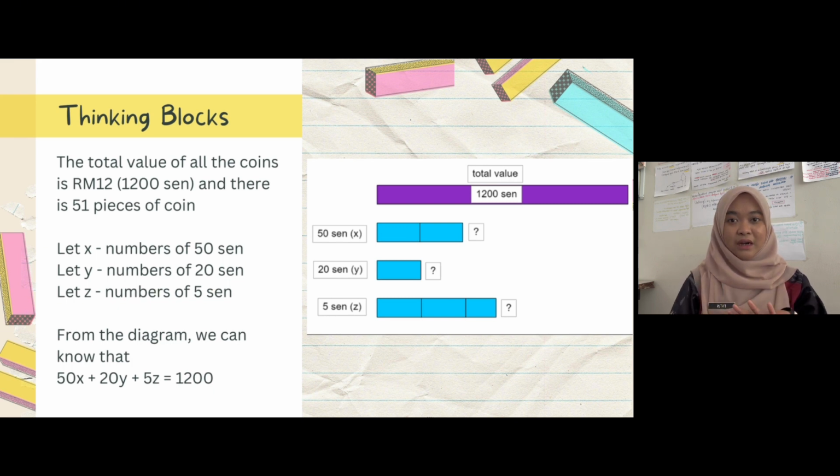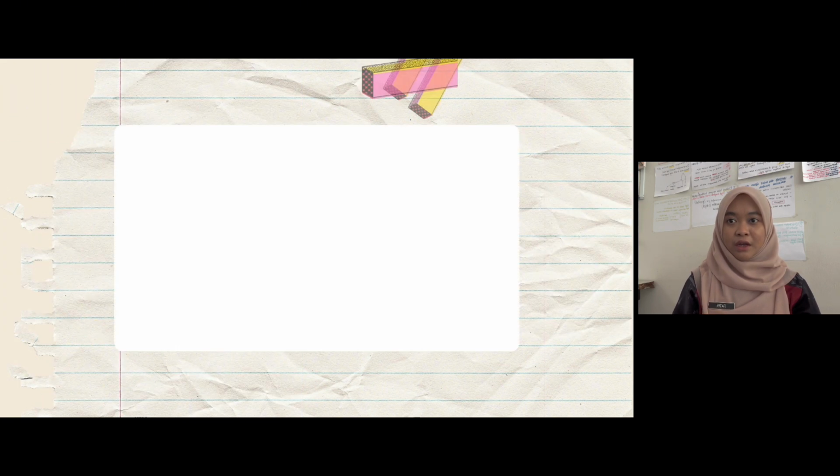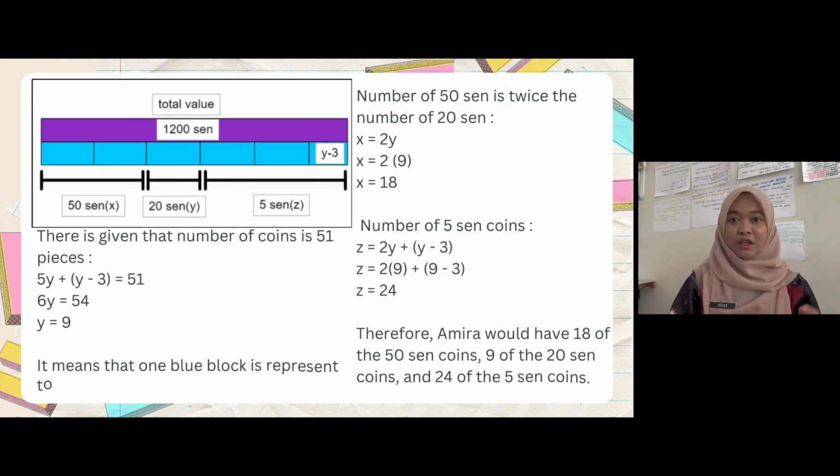Okay, from the diagram we can know that the equation that we can get is 50x plus 20y plus 5z is equal to 1,200. Next, we need to ensure that the total value matches 12 ringgit and verify the relationship between the number of each type of coin, just like shown in this diagram.